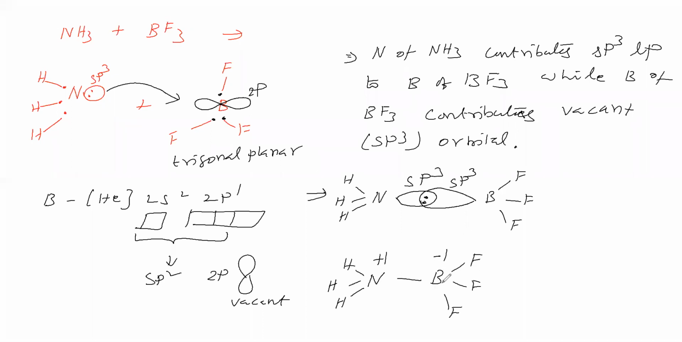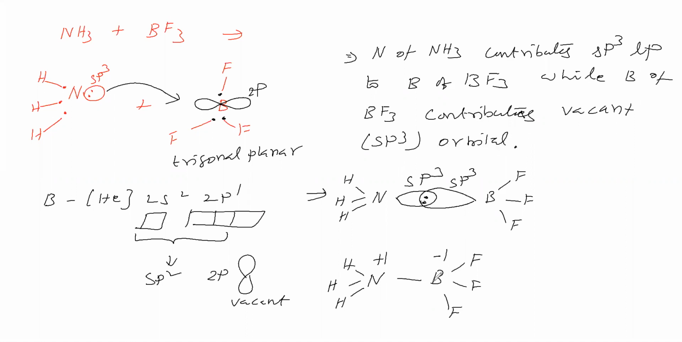Now in this boron, 4 sigma bonds are present. 4 sigma bonds means 4 hybrid orbitals are required, and 4 hybrid orbitals means sp3. So boron should provide 4 hybrid orbitals for bonding. Therefore 4 atomic orbitals from boron undergo intermixing, that is one 2s orbital and three 2p orbitals. Therefore boron shows sp3 hybridization here. That's why we said boron of BF3 contributes a vacant sp3 orbital.